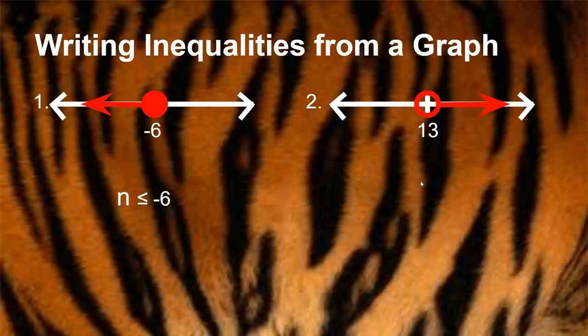On this one, n could be bigger than 13, but it's not filled in, so it can't be equal to. Notice that's not there. Look at those carefully.